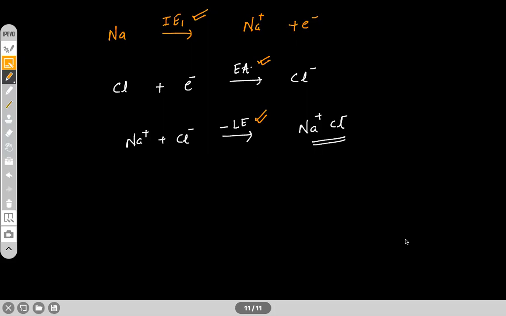So your doubt was electron gain enthalpy, no? It is the amount of energy released when an electron is added to an isolated gaseous atom. Did you get it? What exactly is your doubt in electron gain enthalpy? Tell me.